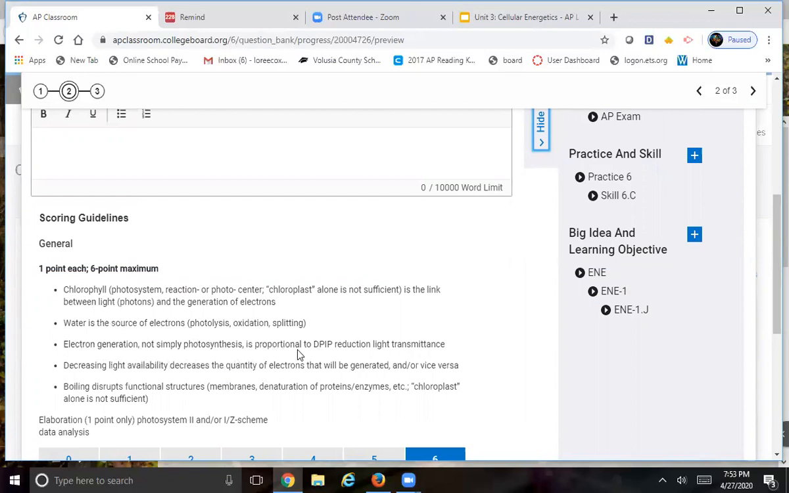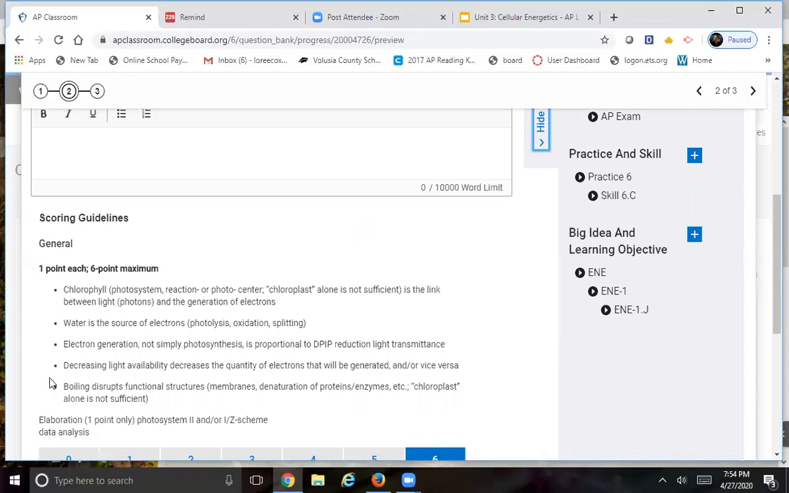Not a lot of people hit this, right? The electron generation is proportional to the DPIP reduction, light transmittance, meaning it's the turning of blue to clear as it's accepting electrons, and then the transmission being high with that clear solution. Okay. Another thing, decreasing light availability decreases the quantity of electrons that will be generated. Right? That was another thing you could have talked about.